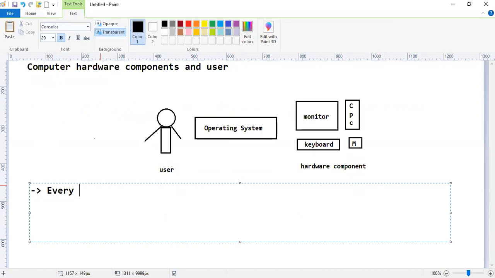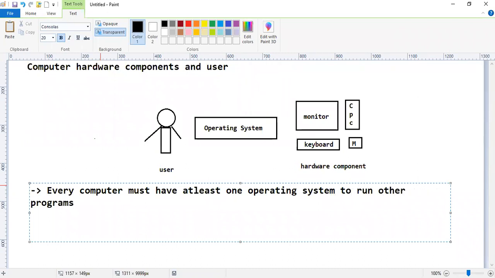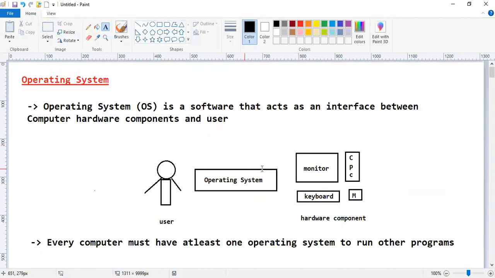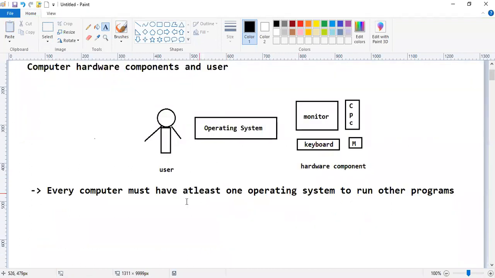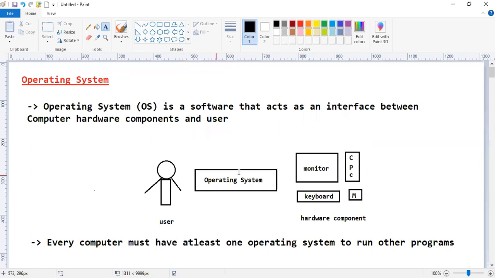Every computer must have at least one operating system to run other programs. Now see here, in my computer, I am using Paint to write some notes. Paint is one program in my operating system. In my operating system, I can use Notepad. I can use the browser. I can use the calculator. All these things are programs which are running in my computer.